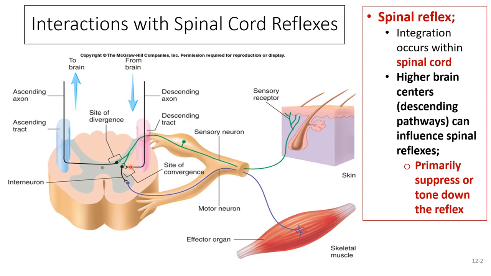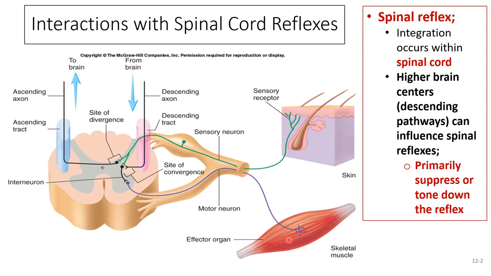So if you lose inhibition, that means that this reflex will be exaggerated. Remember that primarily these descending pathways will suppress or tone down the reflex. So if the descending motor pathways, these are the upper motor neurons, are damaged, you lose the inhibition that they normally provide at this synapse. So now this reflex is exaggerated. And this is one of the reasons why you see increased muscle tone and increased deep tendon reflexes, hyperactive reflexes, with upper motor neuron lesions.